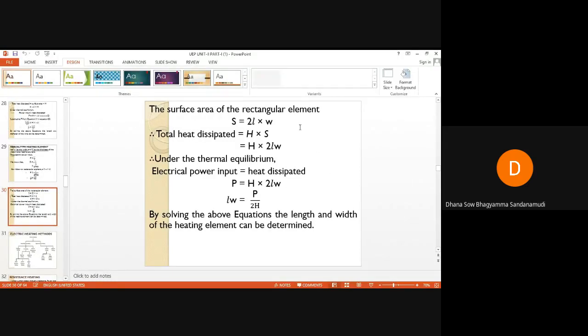The surface area of the rectangular ribbon type element is 2 into L into W. So the total heat dissipated is the heat dissipated per unit area into the surface area, which is H into 2LW, where W is the width and L is the length of the ribbon type heating element. Now under thermal equilibrium, the electrical input will be equal to the total heat dissipated. So electrical input is P and total heat dissipated is H into 2LW.